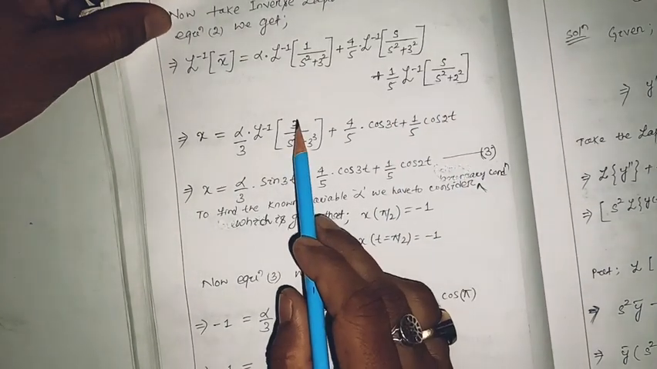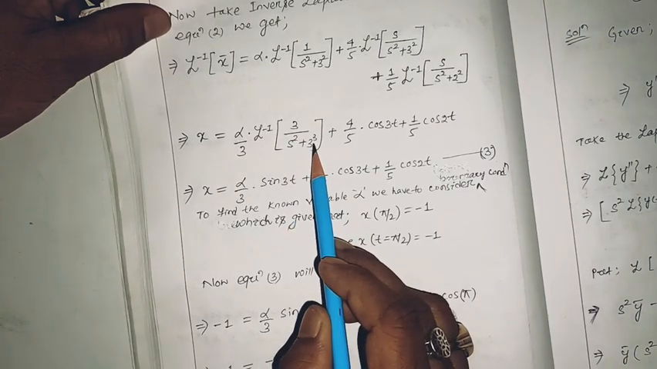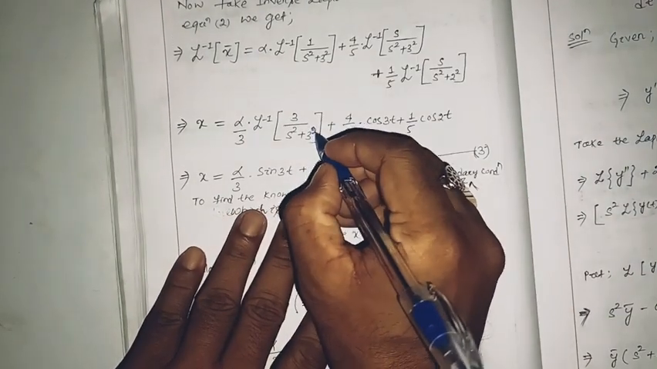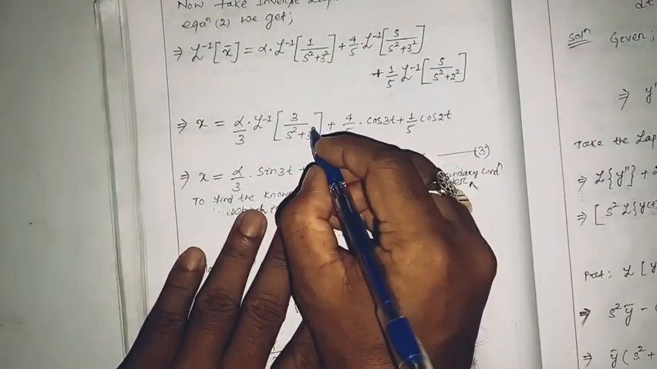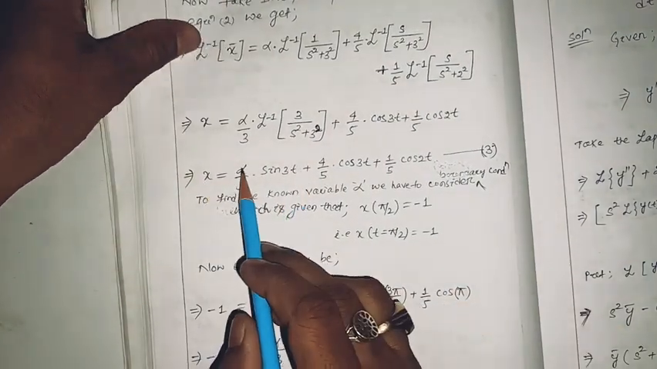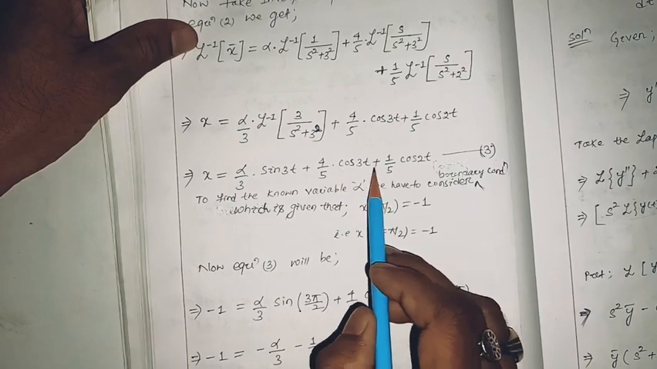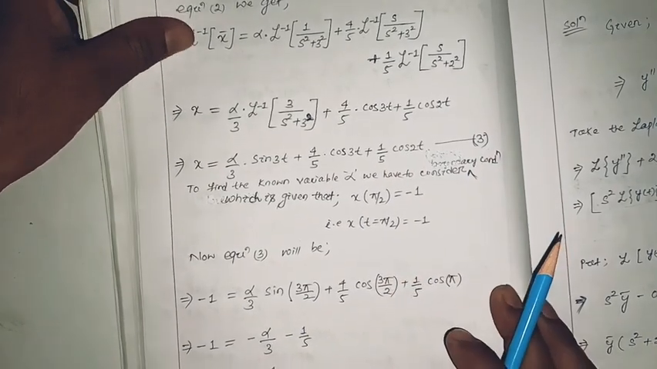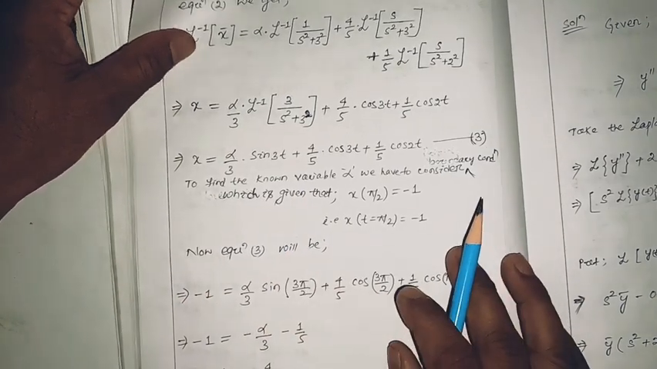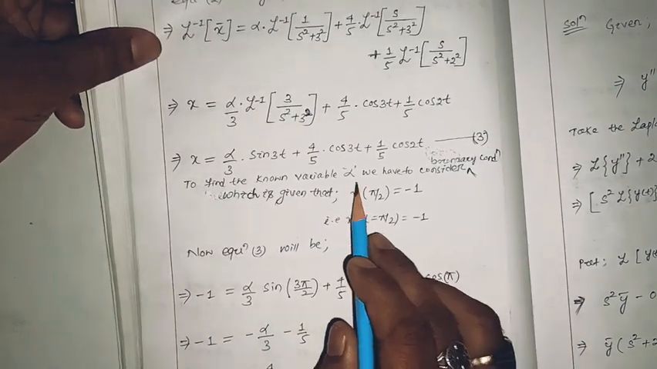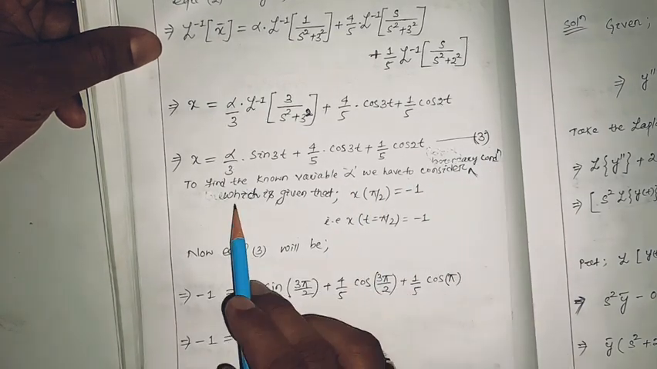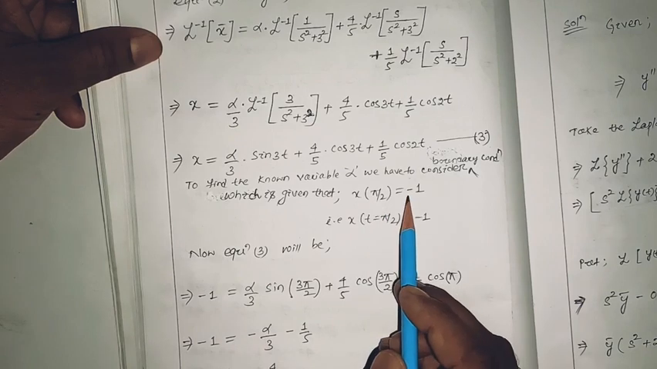So this value a by s squared plus a squared, I wrote a cube by mistake, this is 3 squared, 3 squared means 3 squared. Okay, so this will be sin 3t. So x equal to alpha by 3 sin 3t plus 4 by 5 cos 3t plus 1 by 5 cos 2t. Let this be equation number 2. To find the unknown variable, alpha value, we substituted as unknown. To find alpha we have to consider the boundary condition, which is given that x of pi by 2 equals minus 1.